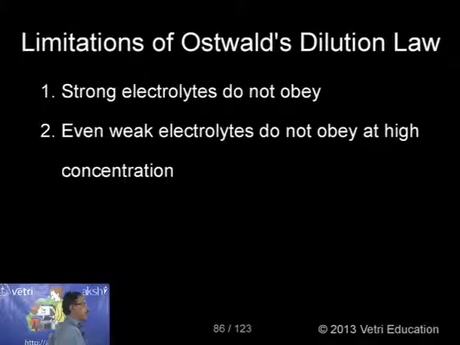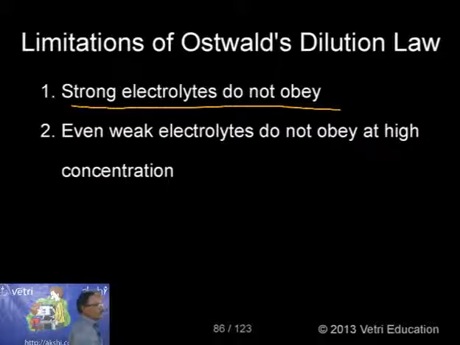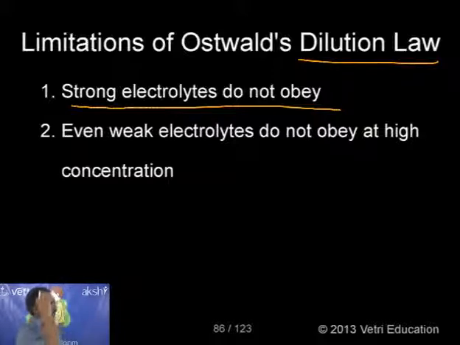This is regarding Ostwald dilution law. What are the limitations of Ostwald dilution law? Strong electrolytes do not obey it. This is applicable only for weak electrolytes. I have already pointed out that it is called Ostwald dilution law. So automatically it is not applicable for strong electrolytes. Strong electrolytes do not obey.